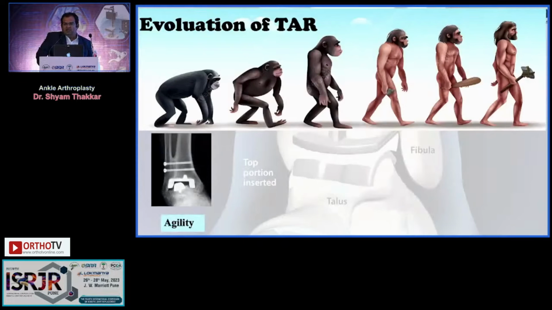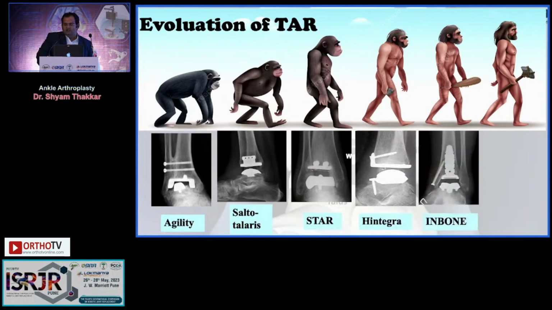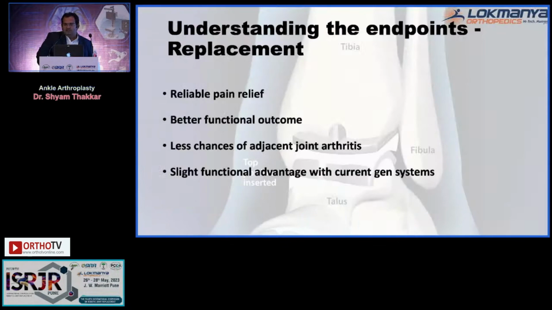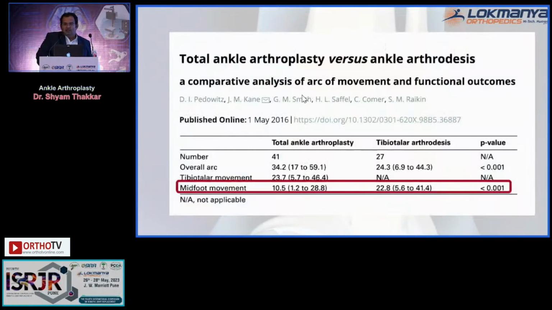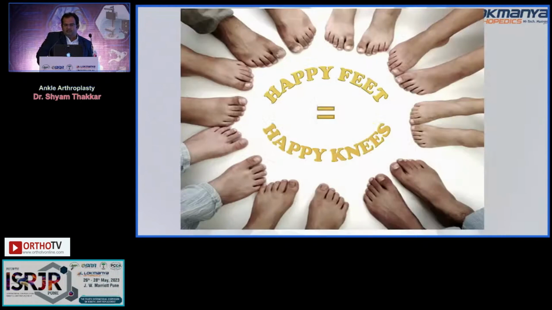So the evolution started with Agility, Salto Talaris, and nowadays these implants are available. And the last one is the Prophecy. So understanding the endpoints: to give reliable pain relief, better functional outcome, reduce adjacent joint arthritis, which is the most important advantage of total ankle replacement. And we have seen some theories which compare total ankle replacement with ankle arthrodesis, how much disability it is creating. So again, as we said, the only disadvantage with fusion is adjacent joint arthritis and altered biomechanics. Thank you.